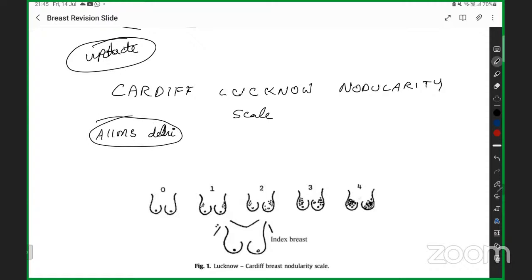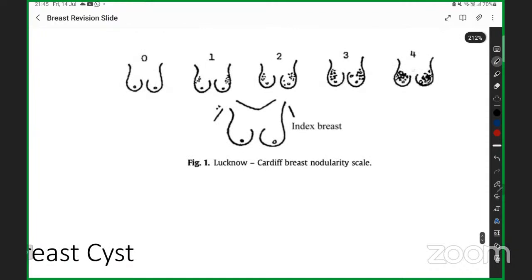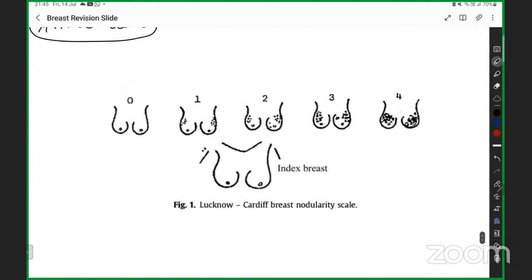That means this can be asked. What does this tell? The main causes of a discrete breast lump are divided into a 0 to 5 scale. According to this, the treatment of choice is going to differ. That is why you need to know the Cardiff Lucknow breast nodularity scale. Just remember the name. That's all.